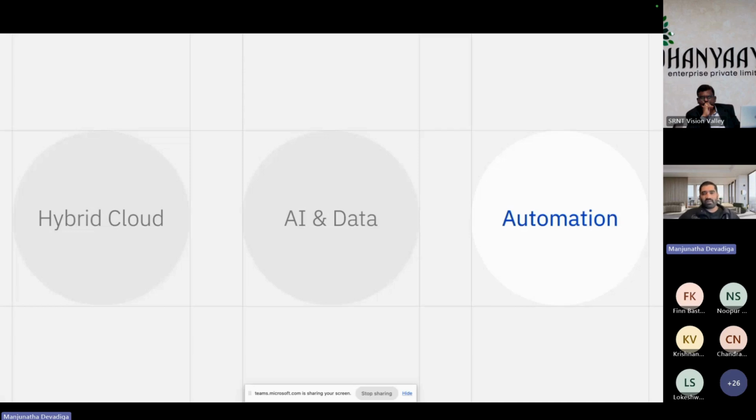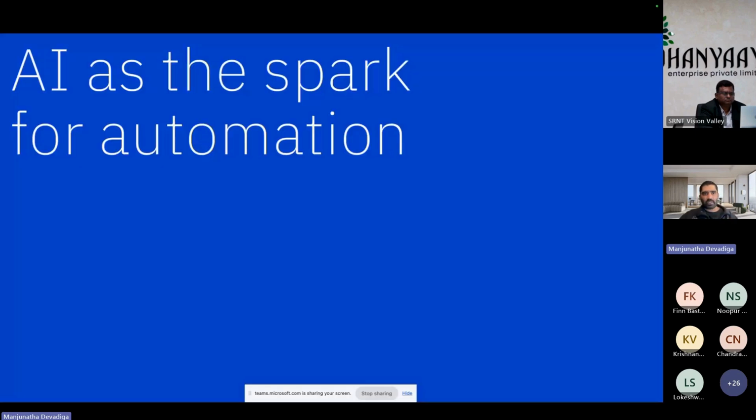Then we brought in three critical pillars in today's context, which are driving this innovation: hybrid cloud, artificial intelligence and data, and automation, right? So these are some of the thought process, and we also did run through a few of the problem statements and some of the industry standard facts and statistics to kind of align to that.